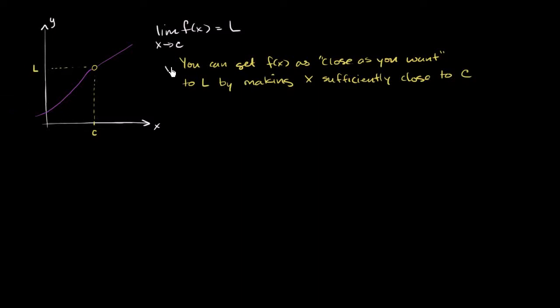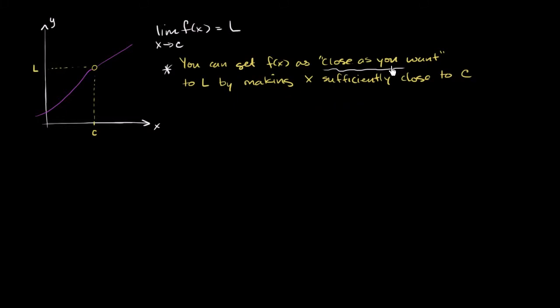In the last video, we tried to come up with a somewhat rigorous definition of what a limit is, where we say, when you say that the limit of f of x as x approaches c is equal to L, you're really saying, and this is the somewhat rigorous definition, that you can get f of x as close as you want to L by making x sufficiently close to c. So let's see if we can put a little bit of meat on it.